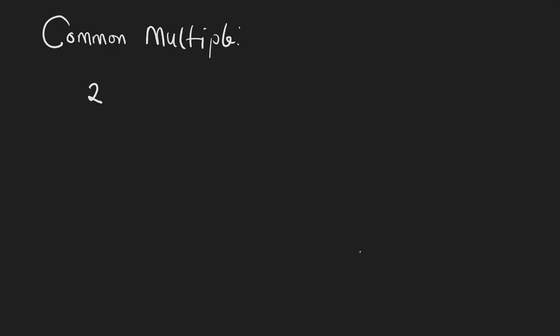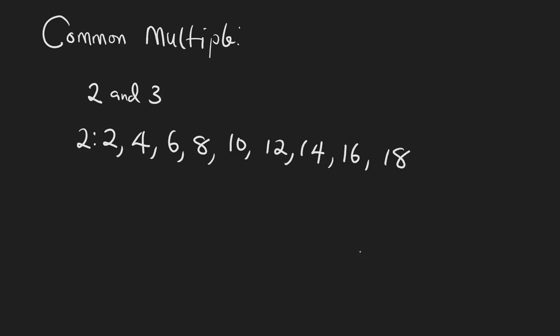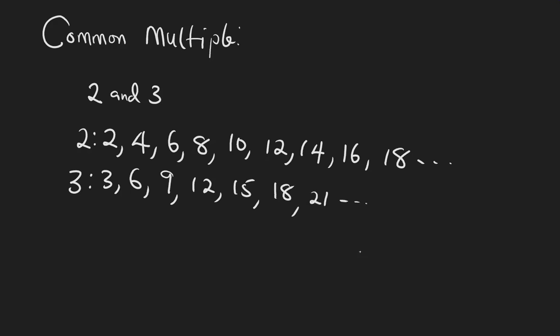For example, 2 and 3, right? What are the multiples of 2? First, we check the multiples of 2. We are going to have 2 itself, plus 2 is 4, plus 2 is 6, plus 2 is 8, plus 2 is 10, plus 2 is 12, 14, 16, 18, and so on, right? You can get it to infinity, but we're going to stop here. Then what of 3? 3 plus 3 is 6, plus 3 is 9, plus 3 is 12, plus 3 is 15, plus 3 is 18, plus 3 is 21, and so on. We keep on adding, we keep on having more numbers.